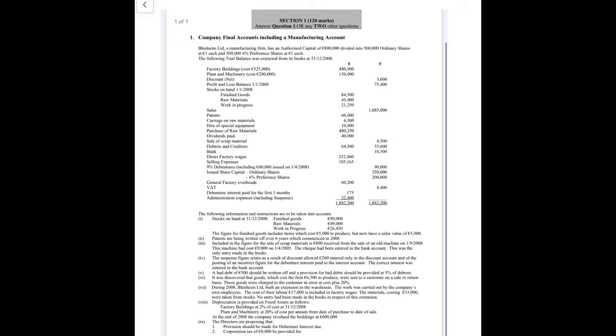account for the year ended 31st of the 12th. So that means you need to do a manufacturing account, then you have to do a trading profit and loss account, and then part B there, you're asked to do a balance sheet as well. So we'll just always straight away start by reading through the question.